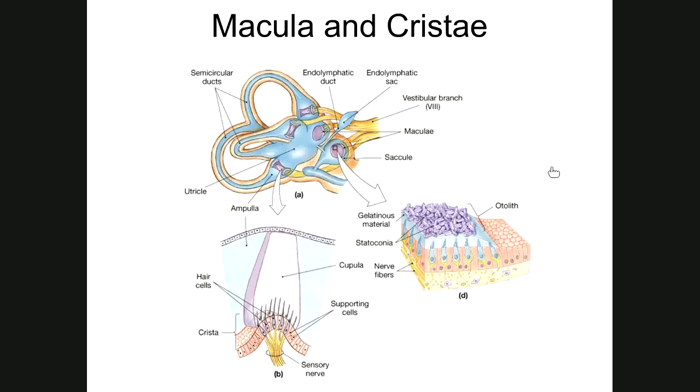When the head is tilted, the otoliths cause the gelatinous membrane to shift, which distorts or bends the cilia, causing an impulse to be generated. The impulse is sent by way of the vestibular branch of the vestibulocochlear nerve to the brain for interpretation of leaning in a particular direction.